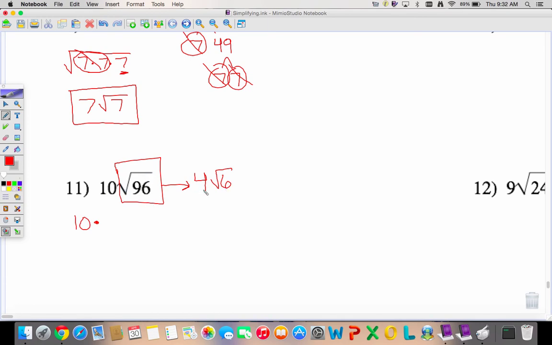So I'm still going to write 10. I'm still going to write my times. But I know the square root of 96 is 4 square roots of 6. So 4 square roots of 6. Okay, well, we're going to go ahead and multiply these on the outside because I can simplify that. 10 times 4 is 40. There's nothing to simplify with my square root, so I have the square root of 6. So my answer here is 40 square roots of 6.